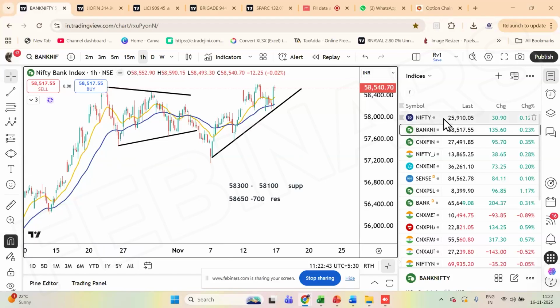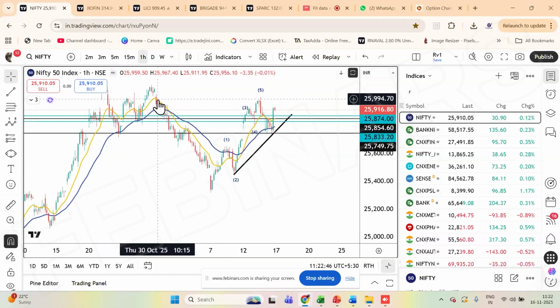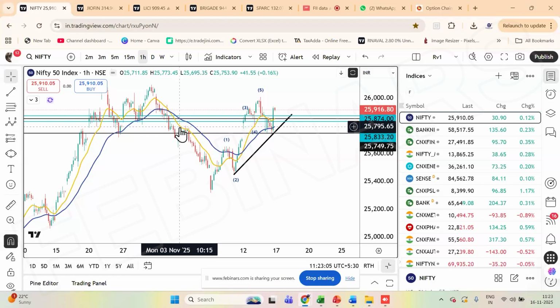Nifty, we are defining it again. 26,000, 26,020 has to be decisively taken out. So what would be the entry points? 25,856 to 25,830 with 25,790 as a stop for the Nifty to trade. 25,750 to 720 would be the important point. So 25,700 I would keep as a stop for the longs. So that's the Nifty and Bank Nifty view.